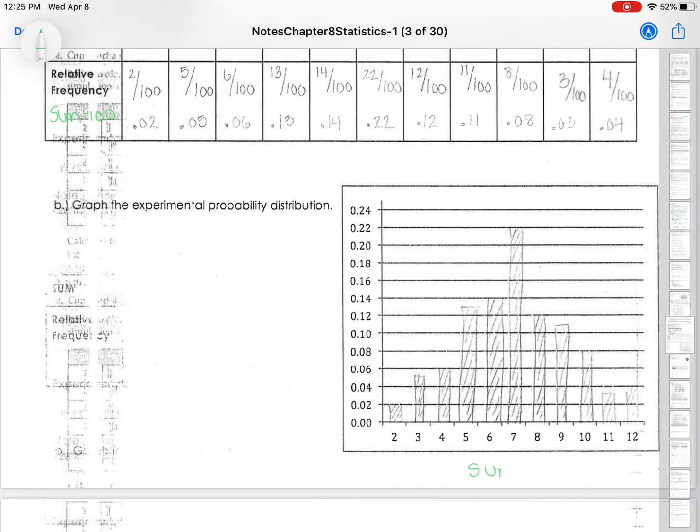Okay? So now, last thing we're going to do is we're going to put it on a chart. Same chart that we had before. So the sum is going to go on the bottom. And the probability is going to go on the left-hand side. And then you're going to make your little bars to make sure that they represent the proper amount that you need.